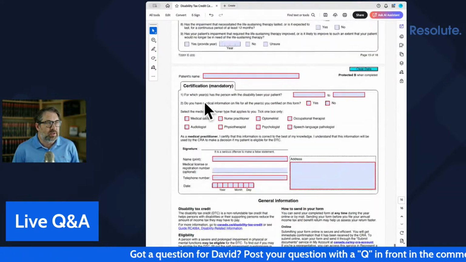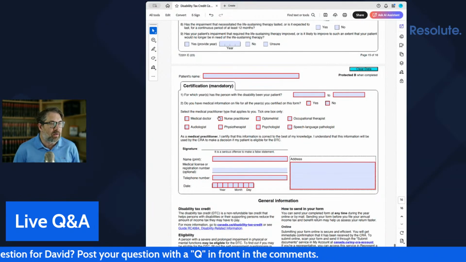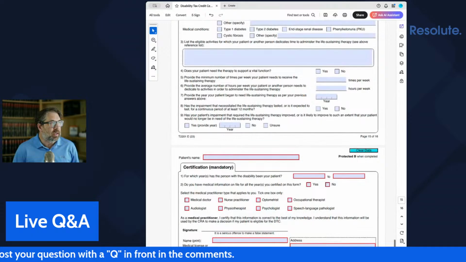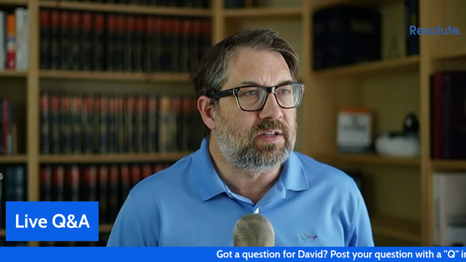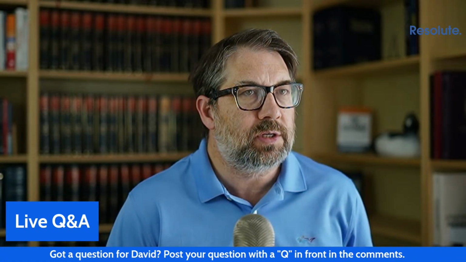And this is the certification here that the doctor must give in order to confirm that the information is correct and all that kind of thing. So that's basically it. That's an overview of the form. If anyone has any questions, let me know. But that's it. It's a very basic form, much more straightforward than the CPP disability application.